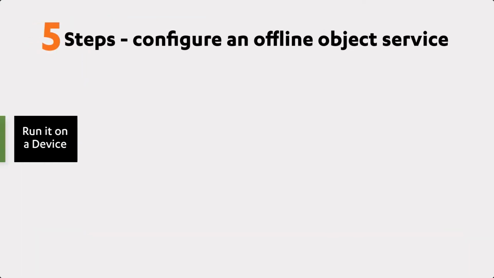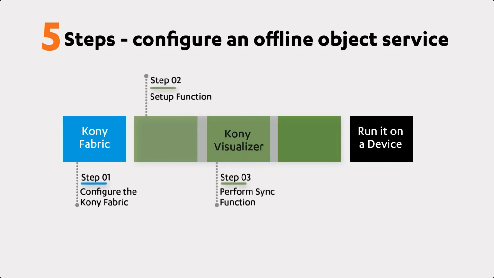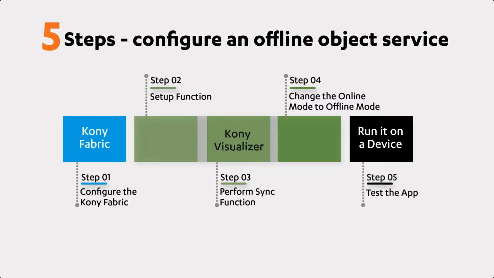Within 5 steps, we can configure an offline object service. Step 1. Configure Koni Fabric. Step 2. Setup function. Step 3. Perform sync function. Step 4. Change the online mode to the offline mode. Step 5. Test the app in the Visualizer app viewer.